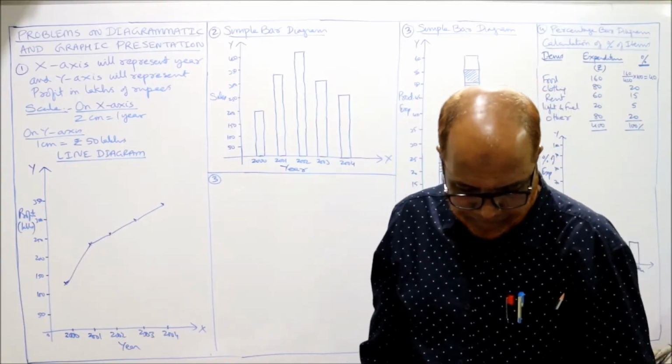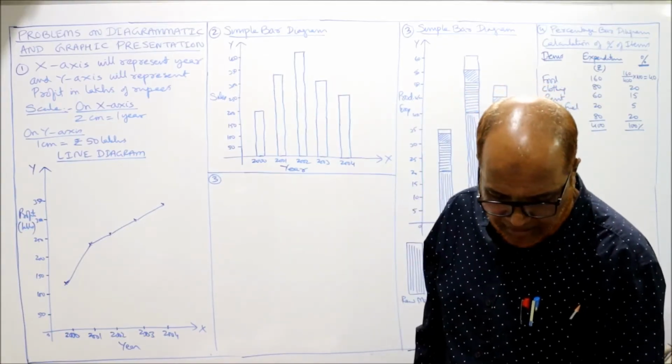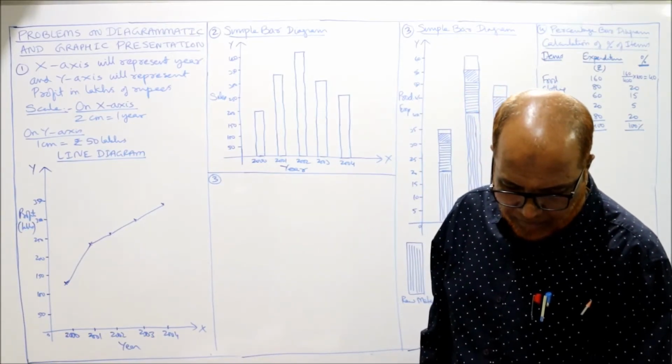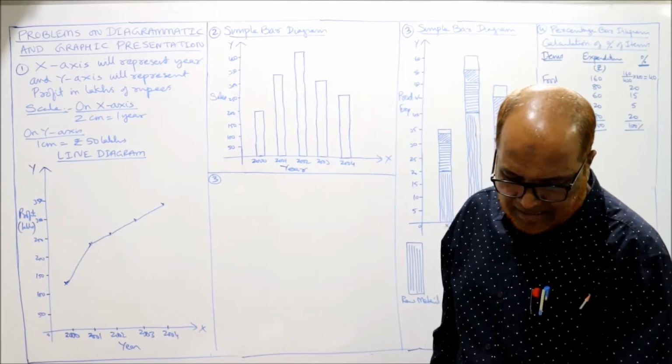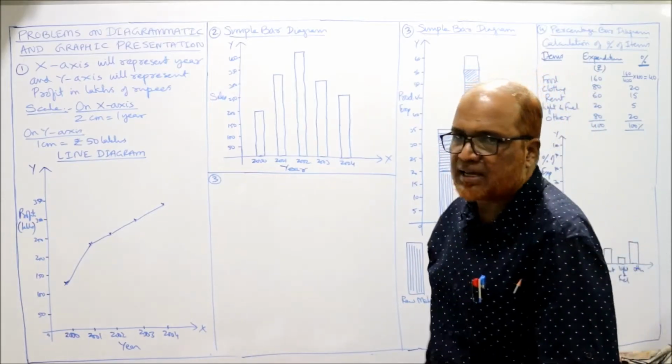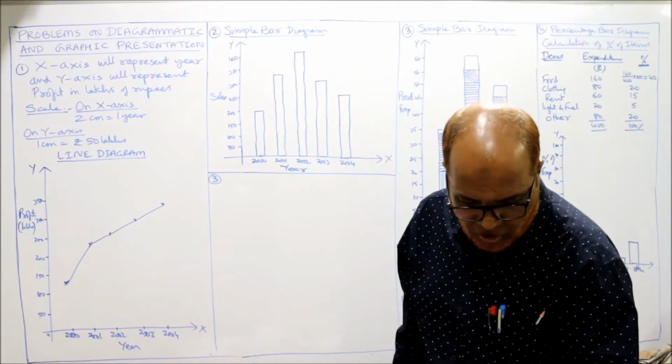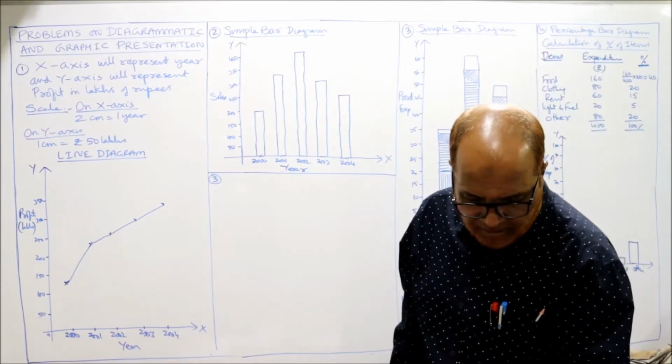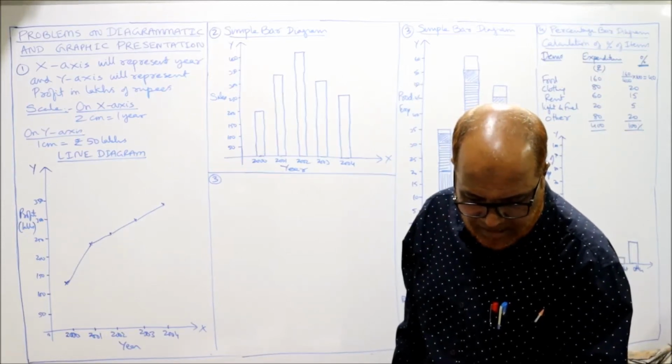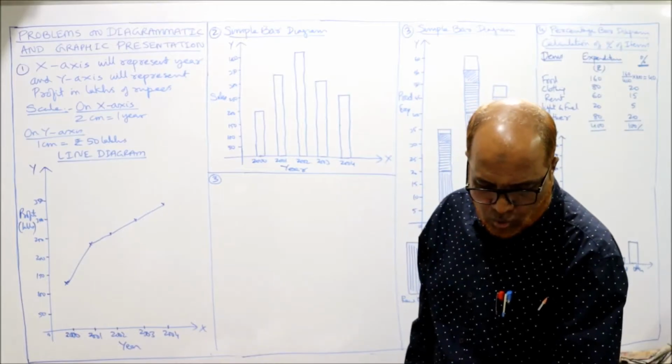नाउ थर्ड प्रॉब्लम. फॉर द फॉलोइंग डाटा ड्रॉ ए सिंपल बार डायग्राम फर्म एक्स वाई जेड. अब देखिए 3 फर्म्स है एक्स वाई जेड. तो प्रोडक्शन एक्सपेंसेस आर गिवन. रॉ मटेरियल, वेजेस, डायरेक्ट एक्सपेंसेस, इनडायरेक्ट एक्सपेंसेस, total cost.